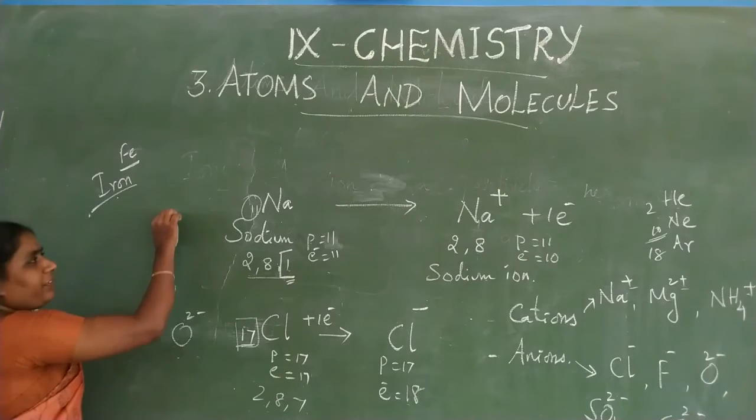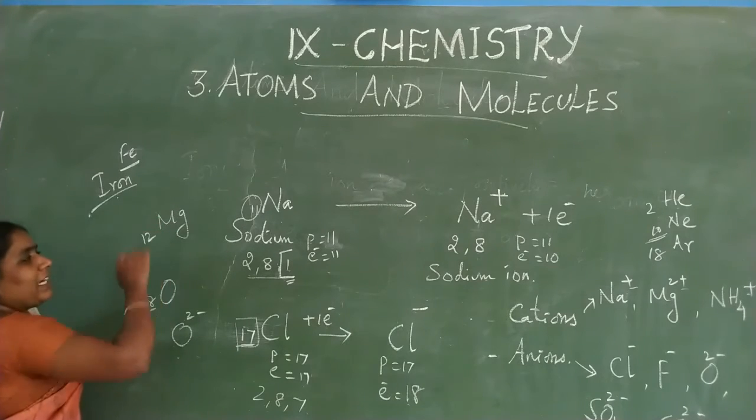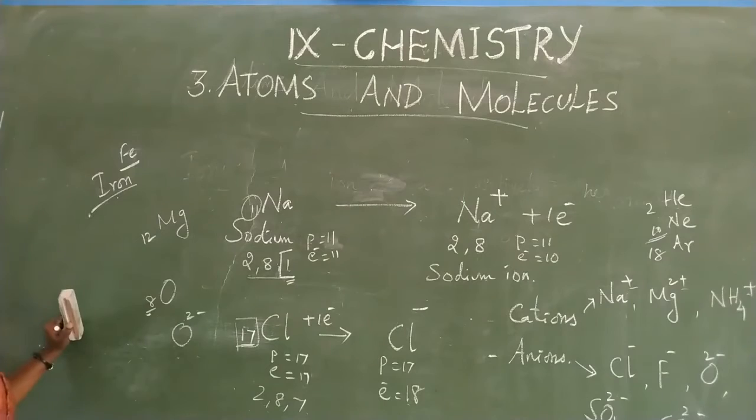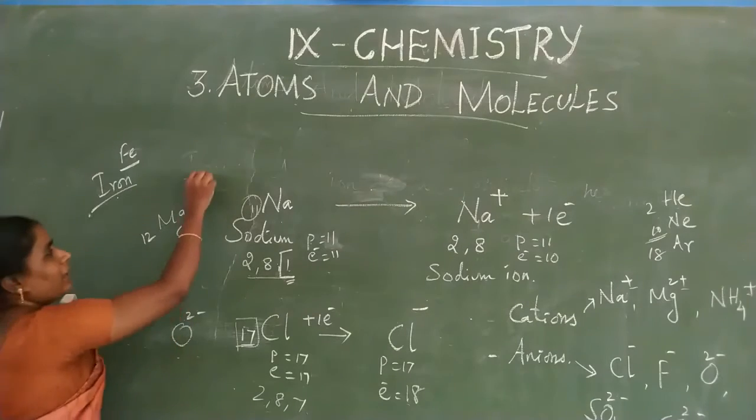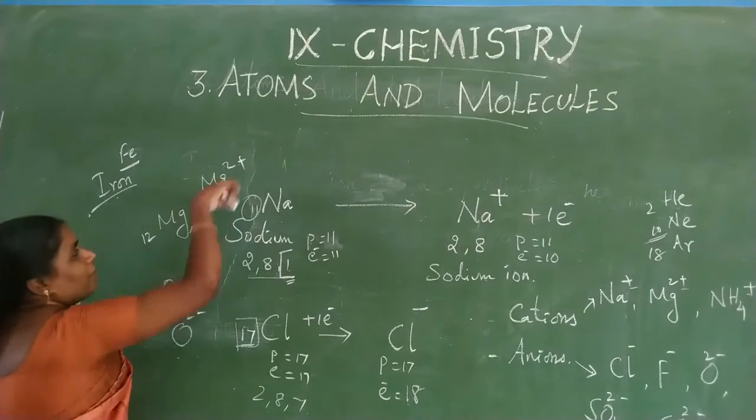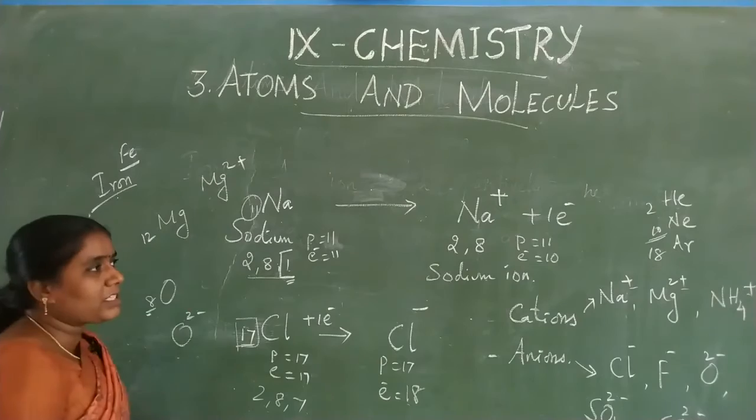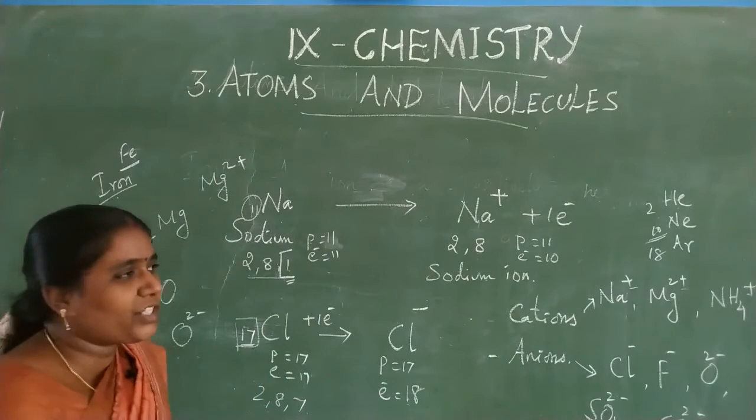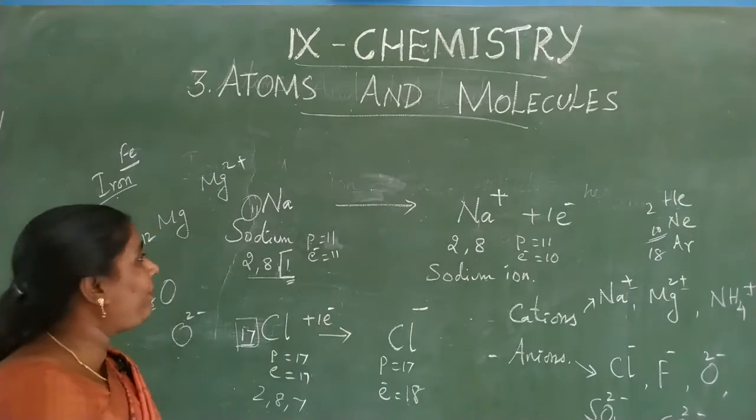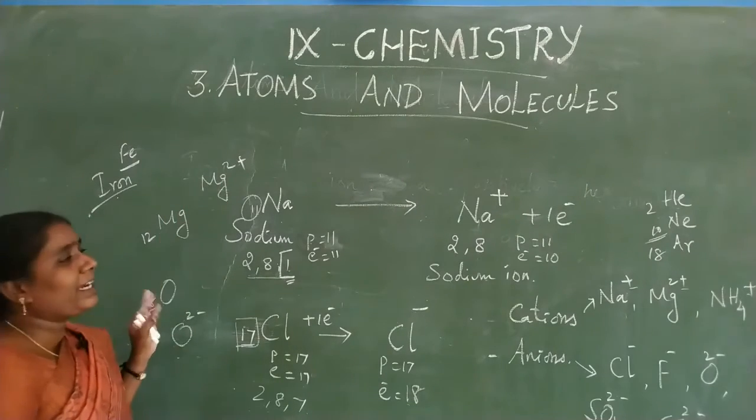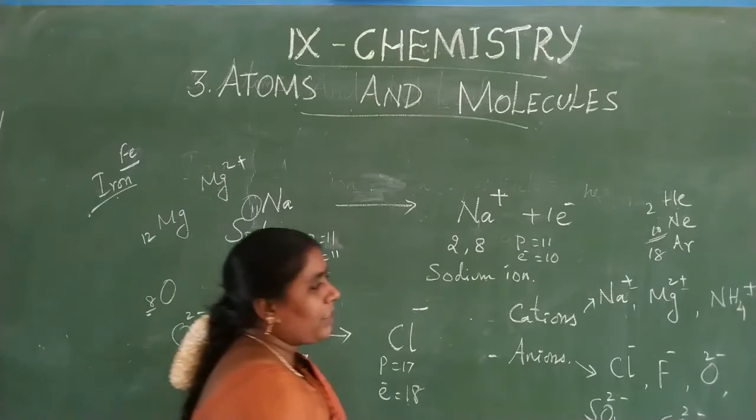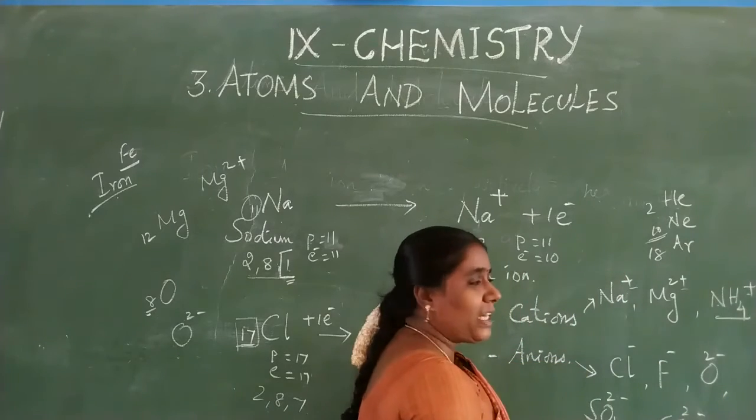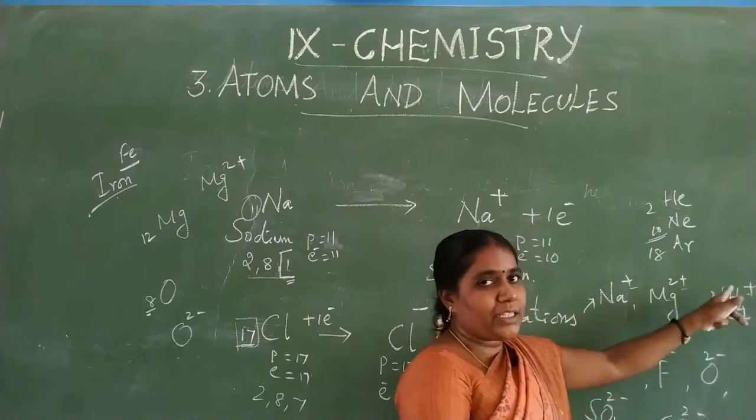Okay, suppose we take magnesium, whose atomic number is 12. It will lose its last 2 electrons to reach the nearest stable state, and loss of electrons gives a positive charge. Like this, an ion is a positively or negatively charged atom or group of atoms. See here, these are single atoms forming ions. See here, a group of atoms, nitrogen and hydrogen. Different atoms combine to form a charge, that is ions.